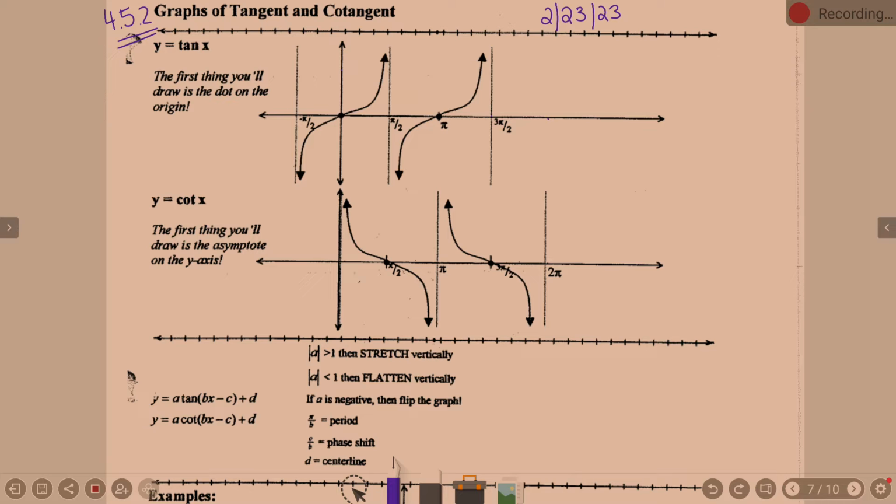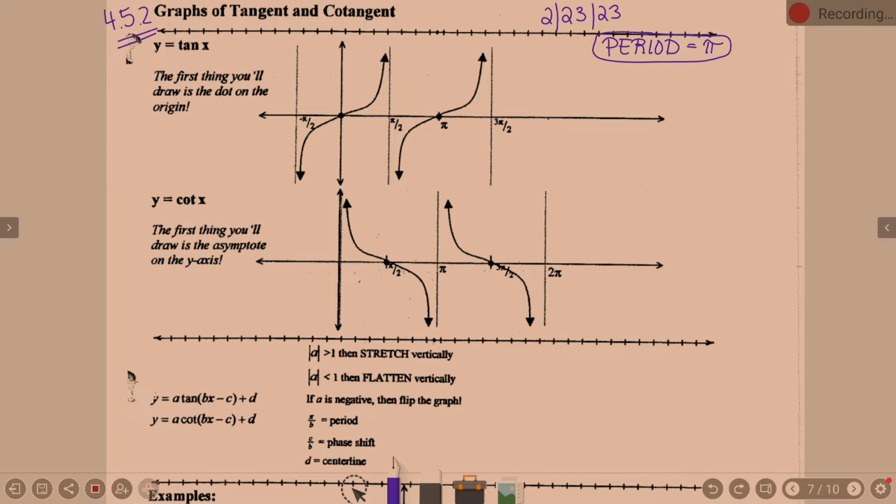As we look at tangent, one of the big first things I need to mention is that the period of a tangent curve has a length of pi. In comparison, what was the length of a typical period of cosine or sine? That was 2 pi. So sine, cosine, secant, cosecant all have a length of 2 pi. Tangent and cotangent are going to have a length of pi.